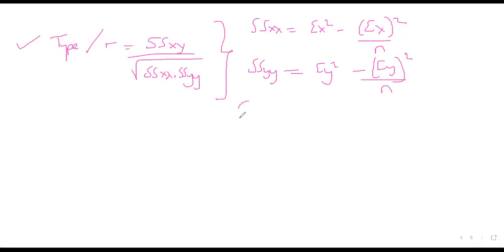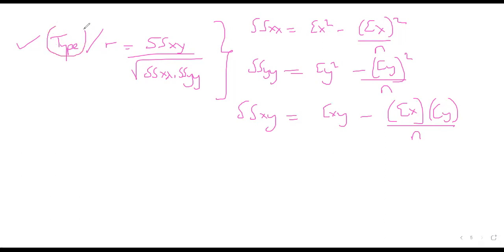How about summation of xy? Xy is simply summation of xy minus summation of x times summation of y over our n. Don't worry, these formulas are all given to you. So regression helps you identify the type of relationship, whether it's a positive or it's a negative. And the correlation coefficient will always range between -1 to +1. Can't get more than that.